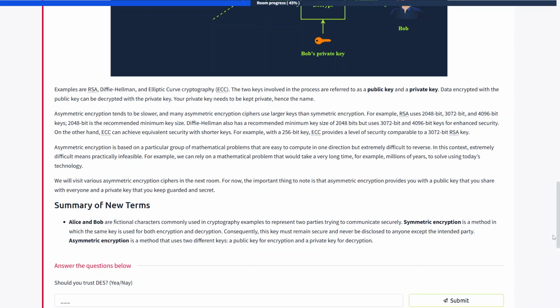Diffie-Hellman also has a recommended minimum key size of 2048, but uses 3072-bit and 4096-bit keys for enhanced security. On the other hand, ECC can achieve equivalent security with shorter keys. For example, with a 256-bit key, ECC provides a level of security comparable to a 3072-bit RSA key.